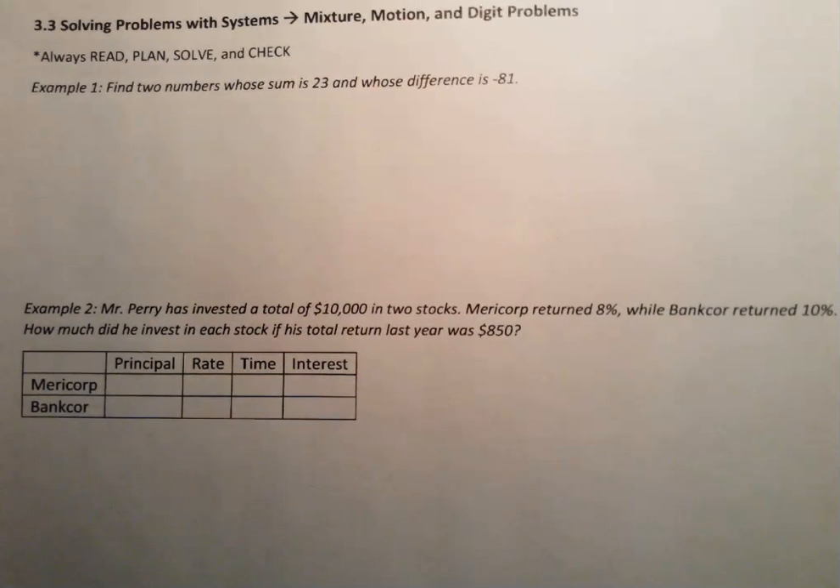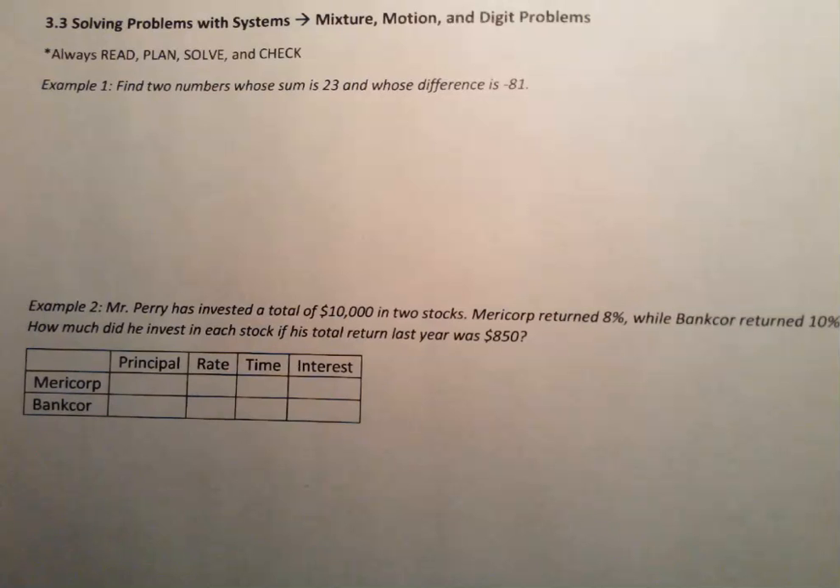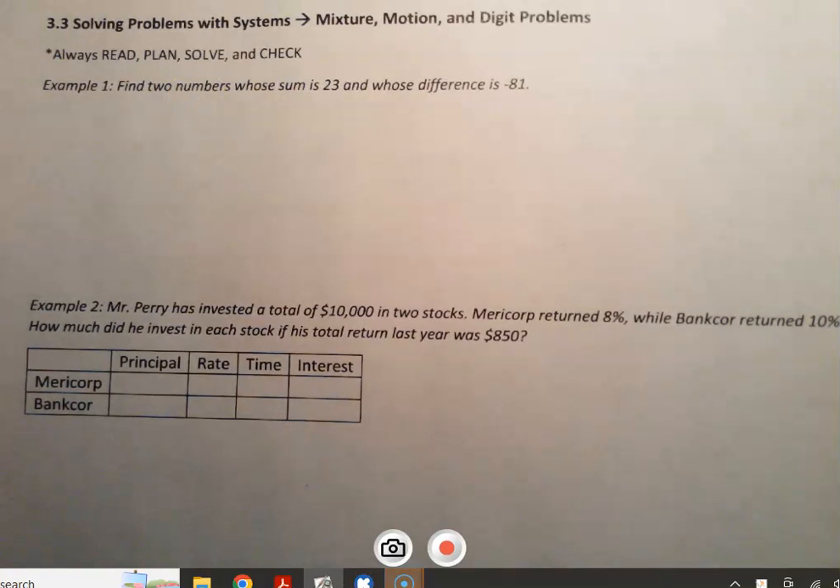Always read, plan, solve, and check to get an idea of what's going on in your problem. So let's look at example 1. We're really just working through these today. It says find two numbers whose sum is 23. So sum is addition, and whose difference, that's subtraction, is negative 81.